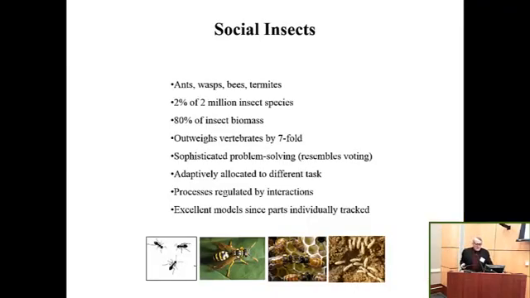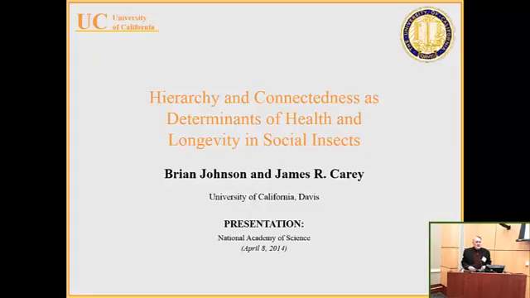They fall into 4 categories: the ants, wasps, bees, and termites. I have pictures there at the bottom. They are 2% of the 2 million insect species, but basically 80% of all insect biomass. So there are huge possibilities for research in comparative biology, demography, and biodemography of social insects.